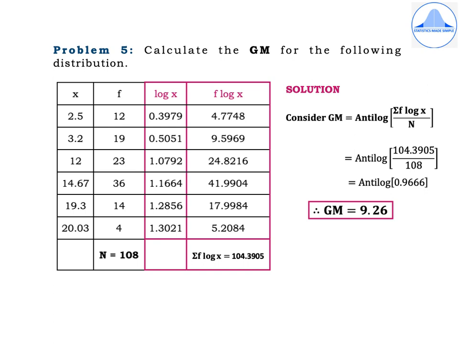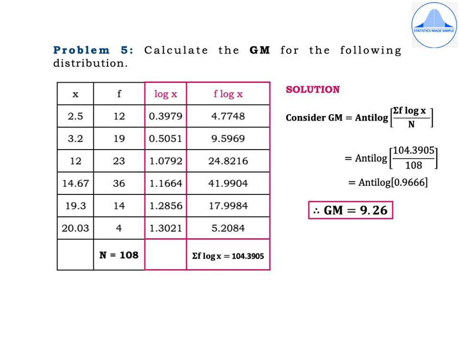Now let's form 2 more columns which I have indicated in pink color, that is log x and f log x. So the log x values are 0.3979, 0.5051, 1.0792, 1.1664, 1.2856 and 1.3021.